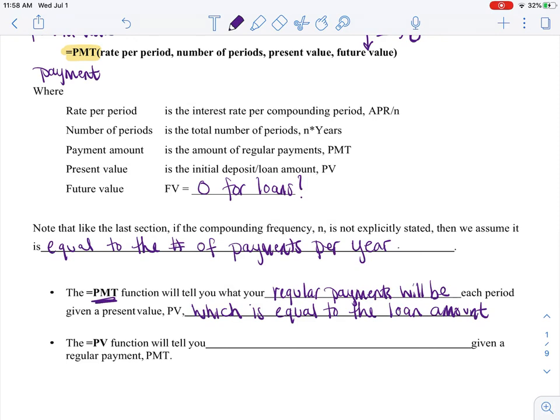Versus the present value function tells you what amount of loan you can afford given a regular payment. So when you're reading a question, just back up and ask, is it looking for what my payment will be, or is it looking for what loan I can afford in total? That will help you determine which function you will use. Okay, so that takes care of vocabulary, and we're going to pick back up with some examples.